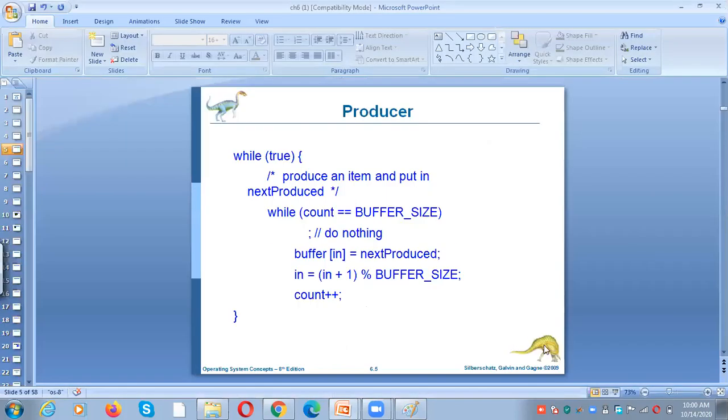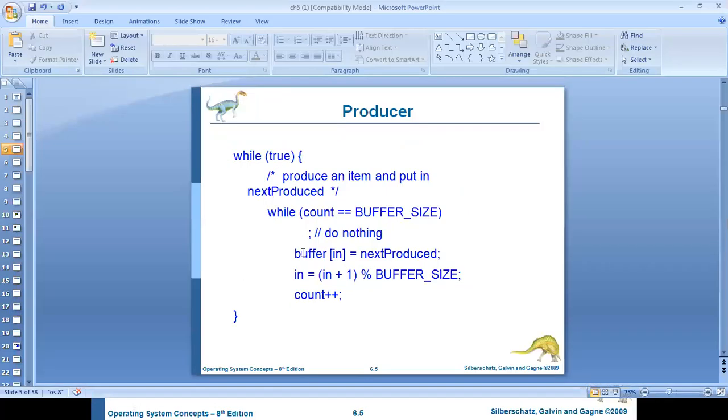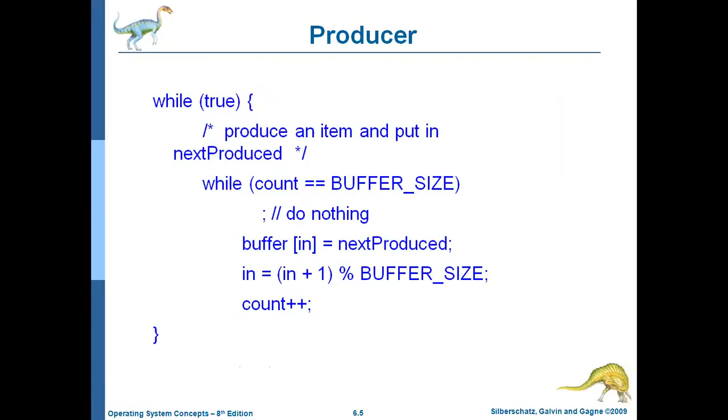Okay, now, while true means always an infinite loop, the code will always be executed, right? So first, while count equals buffer size. For example, in our example, the buffer size is 5. So count equals 5. Initially the count value is 0. Here you need to understand three things. The count value is 0, in value is 0, and out value is 0. You remember these things. Otherwise, you cannot understand the topic.